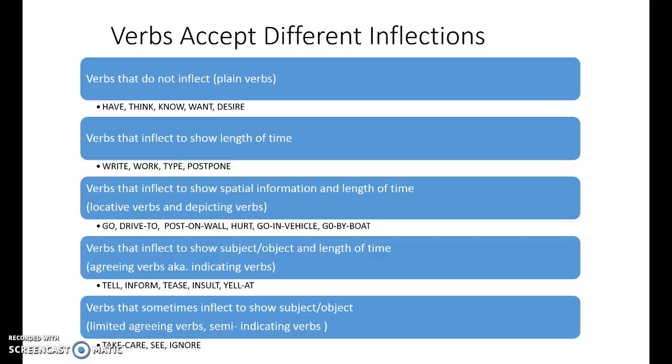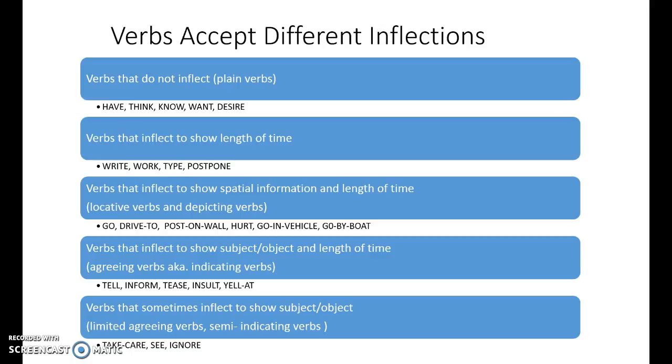So make sure that you're able to understand how some verbs cannot change their movement at all, plain verbs. Some can change their movement only to show aspect or length of time. And some change their movement to show location or to show agreement, who does what to whom.